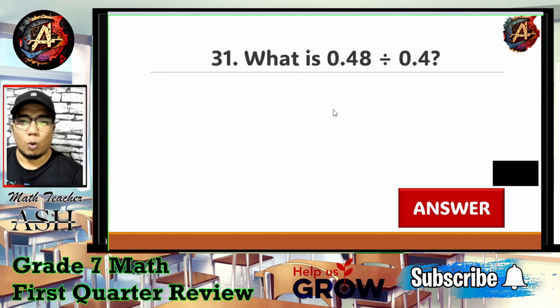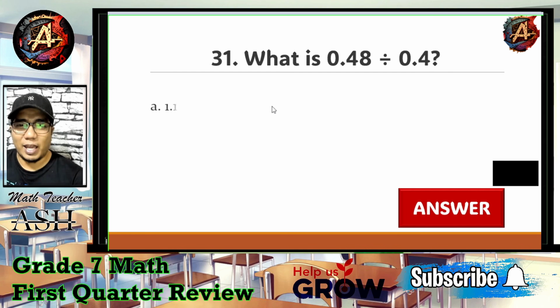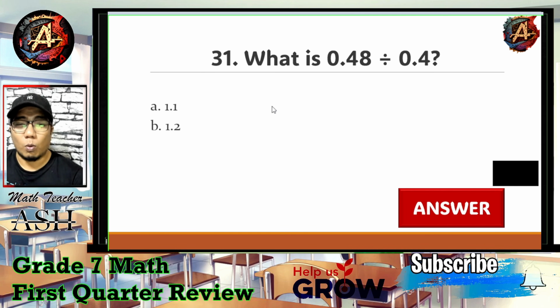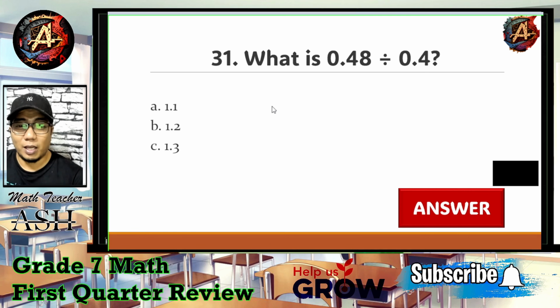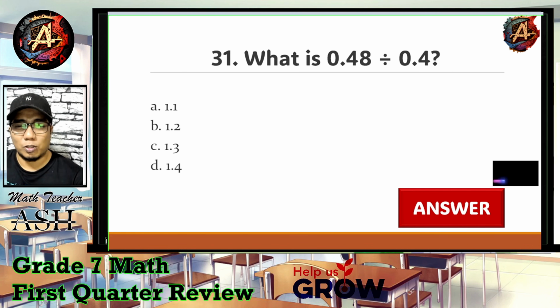Question 31. What is 0.48 divided by 0.4? Is it A, 1.1, B, 1.2, C, 1.3, or D, 1.4? I'll give you 5 seconds to think about your answer.